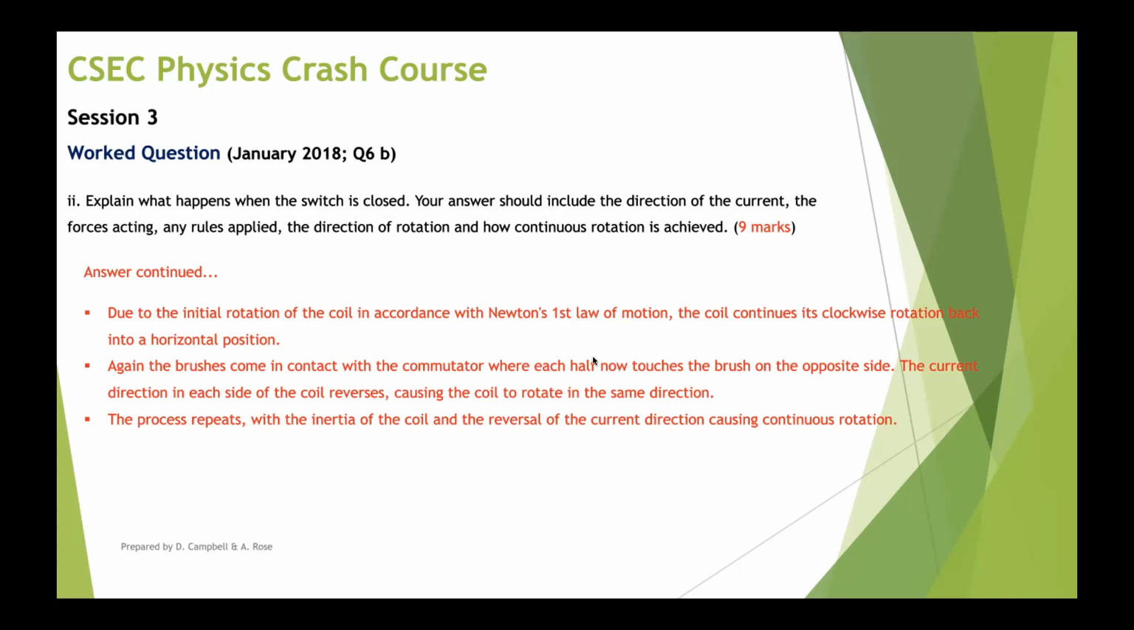All right. So it's a very long explanation. It's all of 9 marks. So you have to ensure that you mention the different forces acting, the direction of the current, mention Fleming's left-hand rule, as well as the direction of the rotation, and ensure that you mention how the commutator and the brushes work, as well as Newton's first law of motion, which speaks to inertia, and how all of these work together in order for you to explain how the continuous rotation of the coil is achieved.